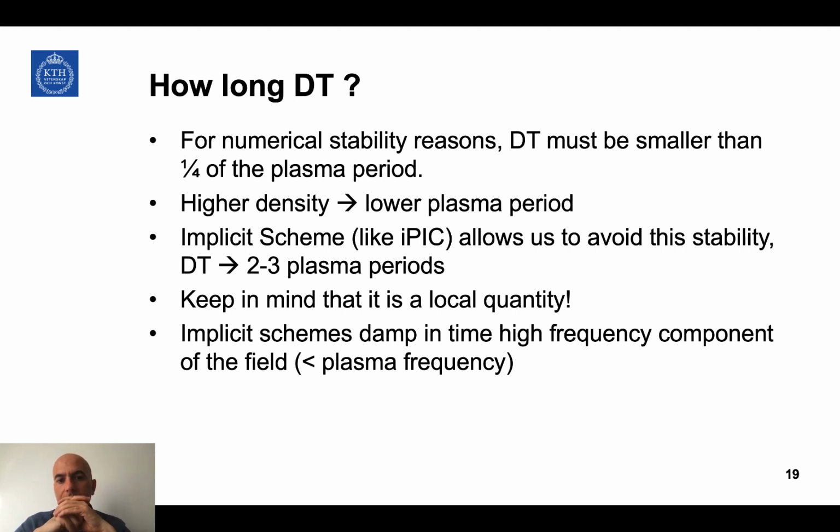So we need to keep in mind that plasma period is a local quantity, so we might have different parts of the plasma that have a different plasma frequency. A typical example is magnetic reconnection, where we have the current sheet that is high density in the middle, and then it decreases and goes to the background density that is quite low. So there is not one plasma period for the whole simulation, but each grid point has its own local one.